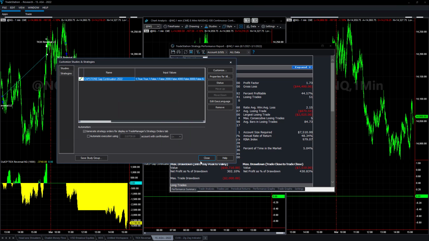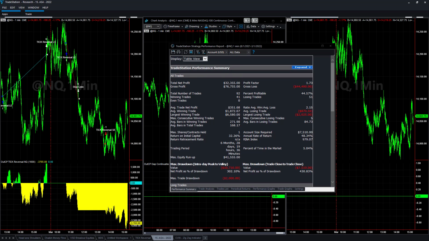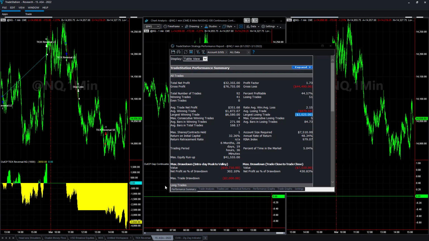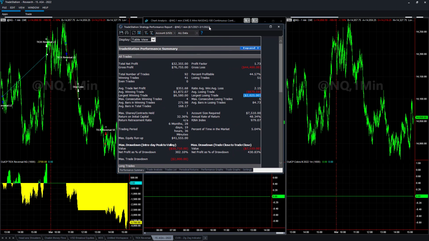This is what I have right now, and here are the results going back 7 months. $7,500 drawdown, $351 average trade profit using a $2,000 stop loss. We first started trading this before the pandemic. We actually had a setup where we would trade this type of strategy with a $300 stop loss.